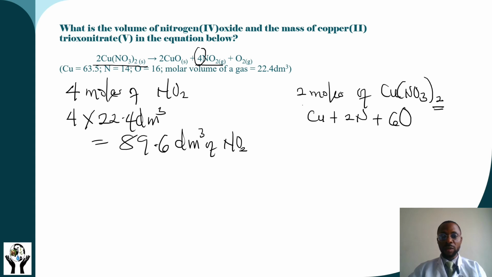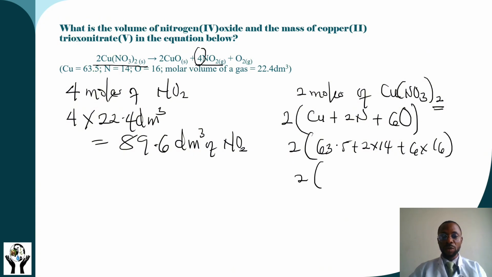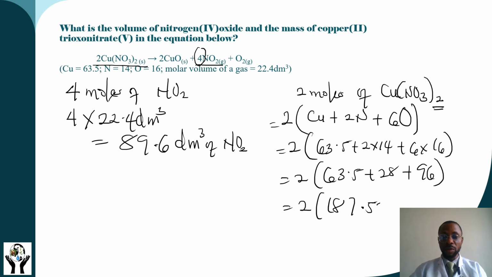So this will multiply by the number of moles. Remember, we have 2 moles in that reaction, so that will multiply by 2. So that means we have 2 into brackets. The atomic mass of copper given is 63.5 plus 2 multiplied by 14 of nitrogen plus 6 multiplied by 16 of oxygen. So that will give us 2 into brackets 63.5 plus 28 plus 96. So when this is multiplied, you are going to have 2 multiplied by 187.5 grams, and that will give us 375 grams of the copper nitrate. So that is the mass of copper(II) trioxonitrate(V) in that equation.